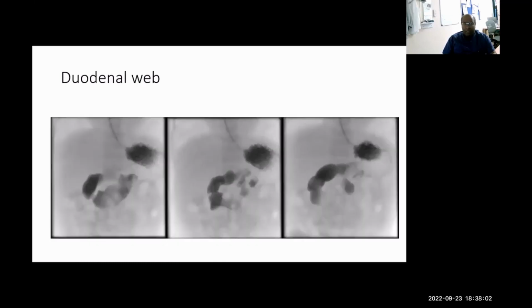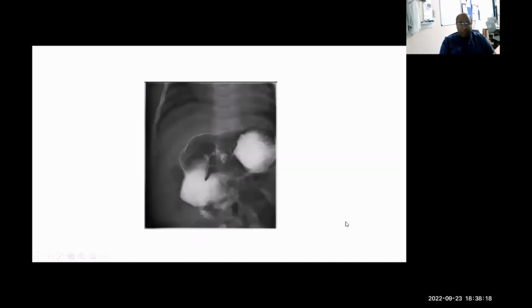Now, this is another example of a duodenal web. You can see that pigtail-like appearance where there's a caliber change, this yin-yanging to and fro motion. The other advantage of fluoroscopy is you can see this yin-yang motion within the duodenum, which is very useful to predict that there's some kind of obstruction within the duodenum.